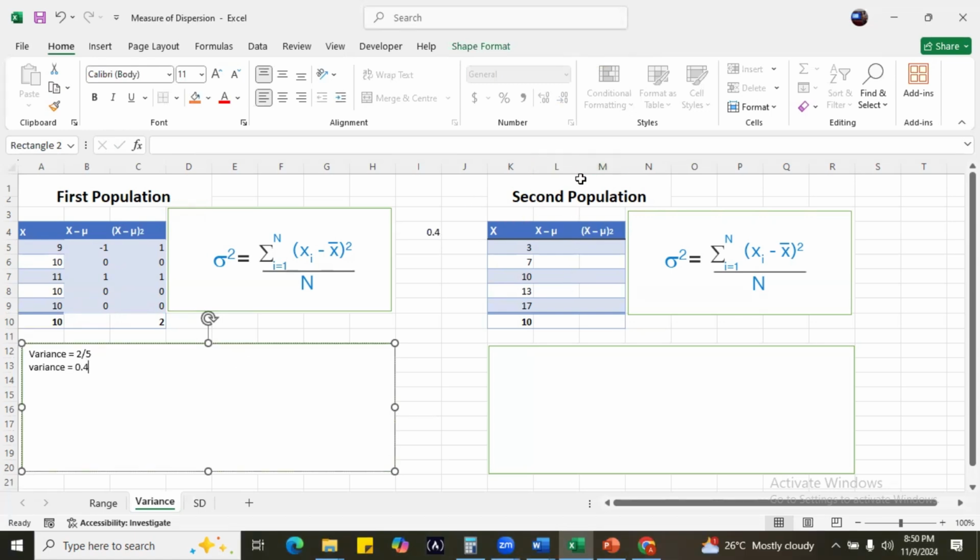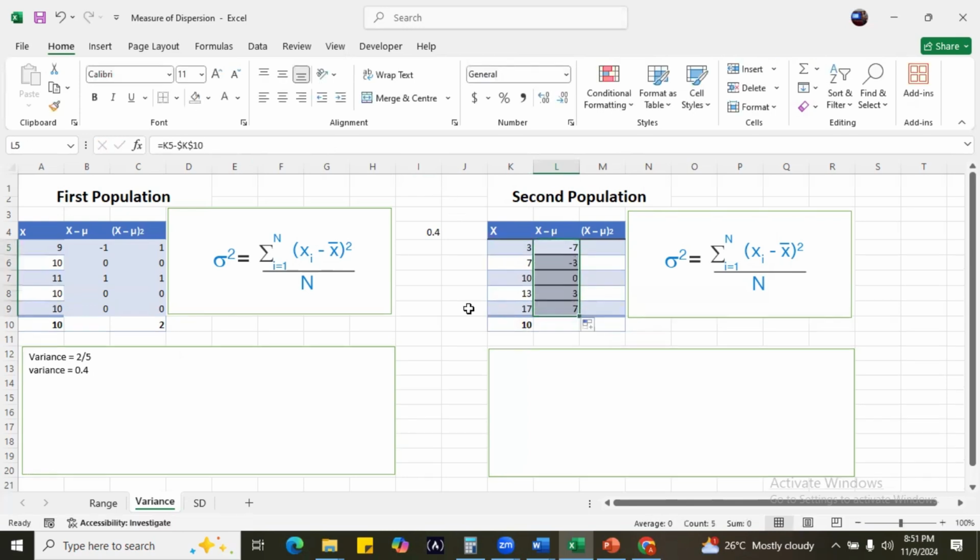So then let's calculate the variance for the second population. We had calculated the mean already, so all we need to do is subtract our mean from the individual values in our distribution. In this second population, we say equals 3 minus 10. We have to lock where we have our mean. So we have 3 minus 10 for the first one, which is negative 7. 7 minus 10 gives us negative 3.